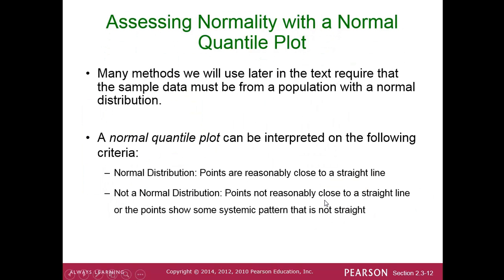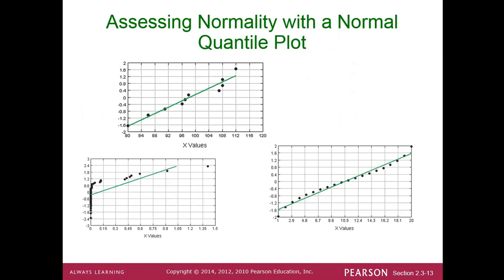We can also use what's called a quantile plot. If we look at a quantile plot for a normal distribution, the points are reasonably close to a straight line. And if they're not reasonably close to a straight line, or they have some sort of pattern that's not straight, then we know for sure it's not a normal distribution.